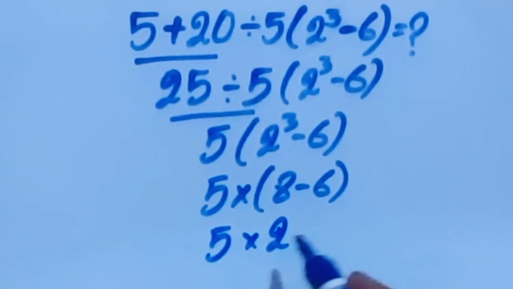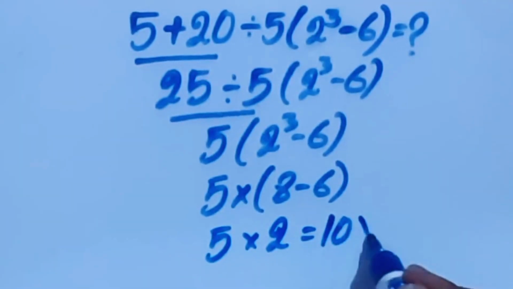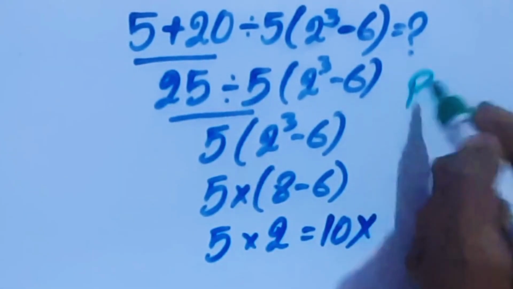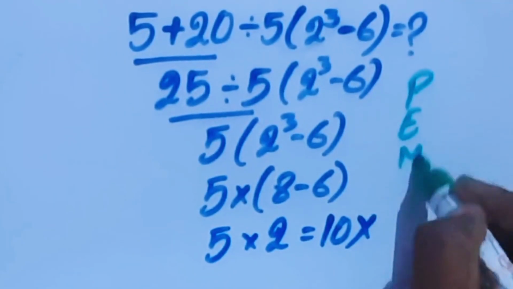Here 5 times 2 is 10, which is the wrong answer. As per this order of operation, 10 is the wrong answer. Here we are going to introduce this PEMDAS rule from order of operation.